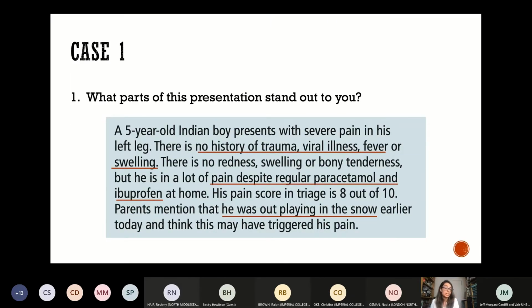So what parts of the presentation stand out to you? For me here, if I saw this in an emergency scenario, I'd think, well, the severe pain with no history of trauma or fever or any swelling, that stands out to me. The child is in a lot of pain, even though they've had some regular paracetamol and Brufen given to them. And this little key fact there about playing in the snow may have triggered this. So these are the key 3 things that stand out to me.